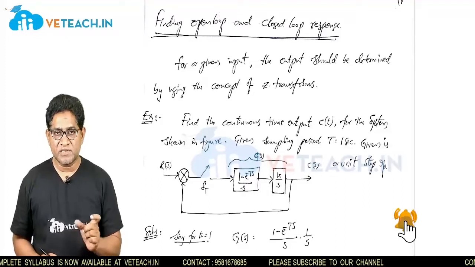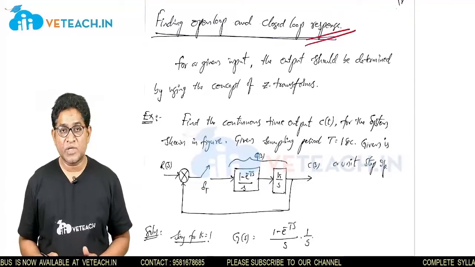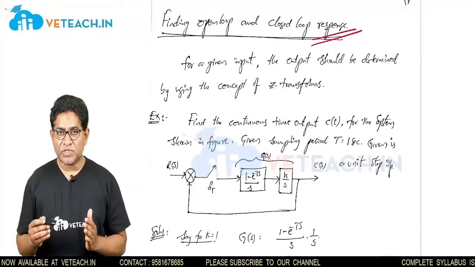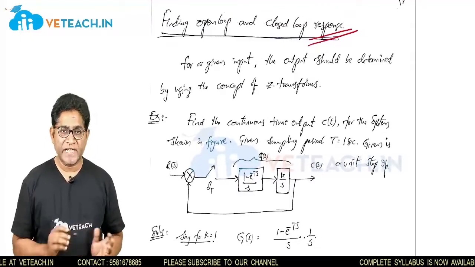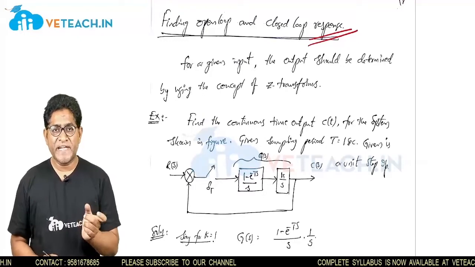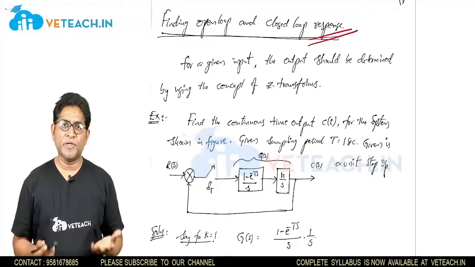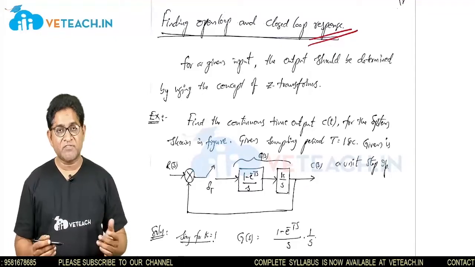Now we are going to discuss how to find the open loop response as well as the closed loop response. What is this response? Response is nothing but output. That means the output of a system is to be determined for a given input. For any given input, finding the output of that system is known as finding the response, whether it may be an open loop system or a closed loop system. Now let us see how to find this response by means of examples.